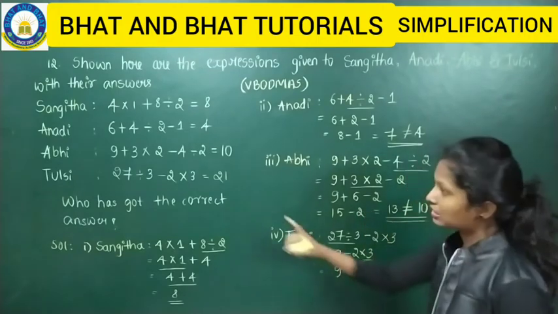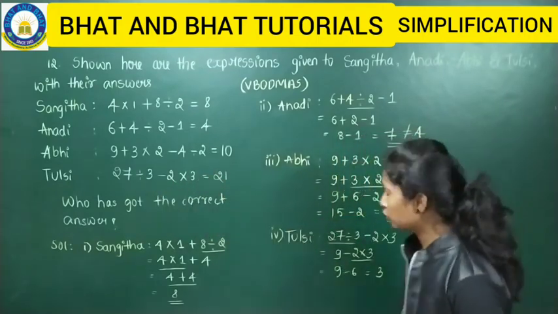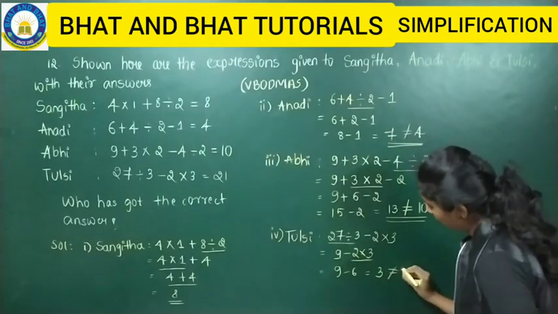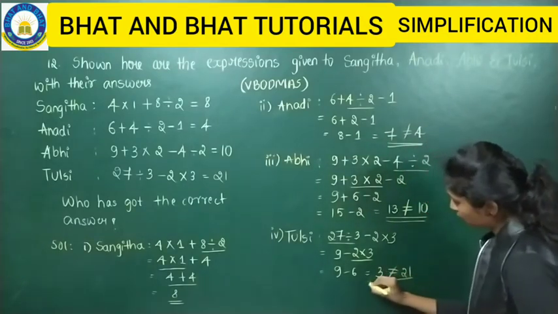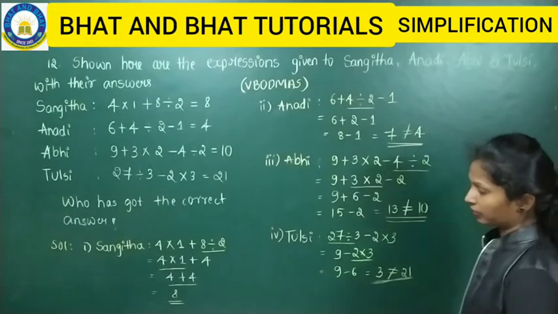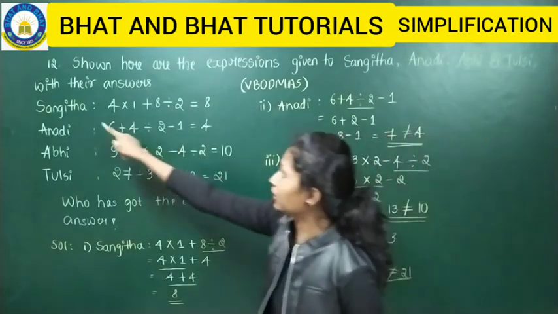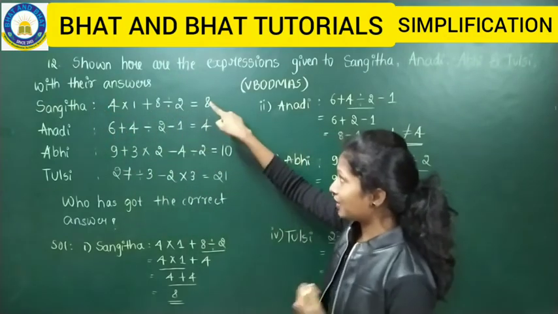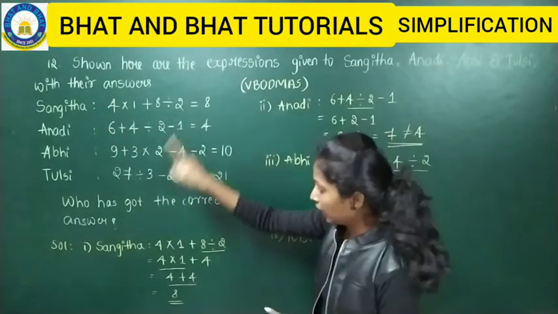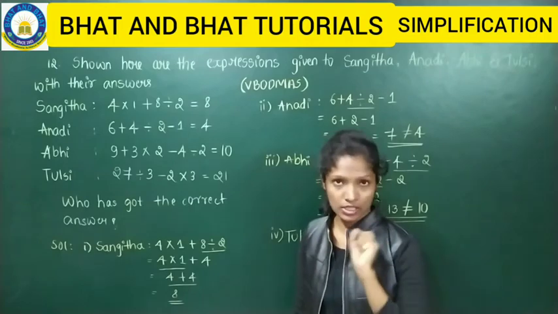But what is the answer that Tulasi has got? Tulasi has got the answer as 21, whereas 3 is not equal to 21. So we have solved all the 4 people. So see, Sangeeta's expression is this, and she has got the answer as 8. Even we have got the answer as 8.